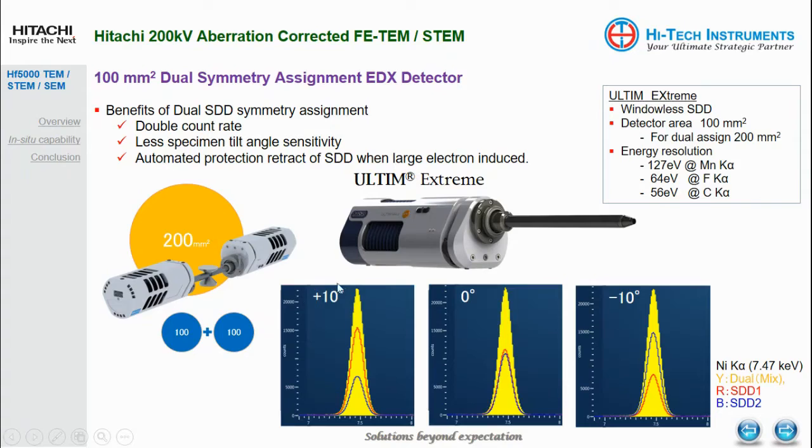So this one is positive tilt, 10 degrees, this one negative tilt. And there is automated protection retract of the SDD when large electron dose is induced.